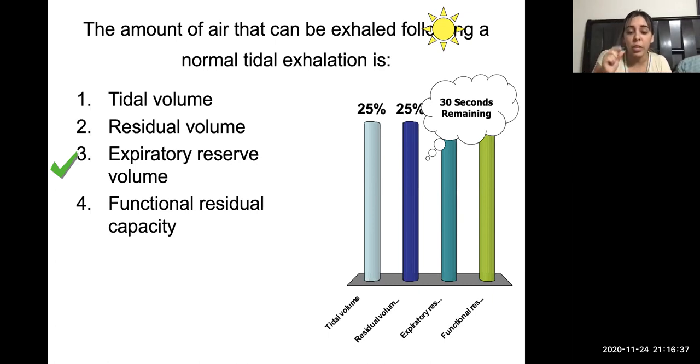That means when you normally inhale or exhale, you could have probably exhaled more, but you didn't because you were at a normal tidal volume, so all that stays there as a reserve, as a capacity. Yeah. Okay.